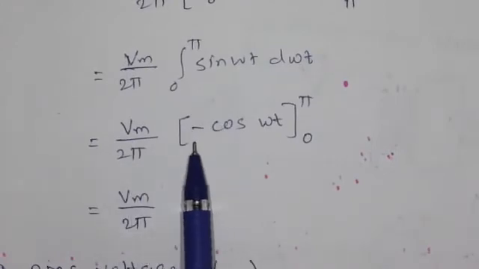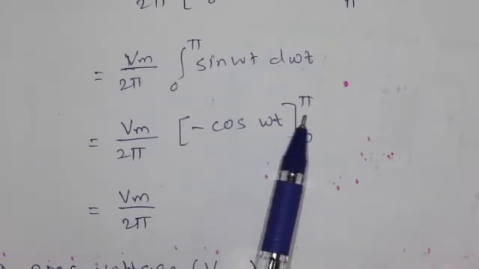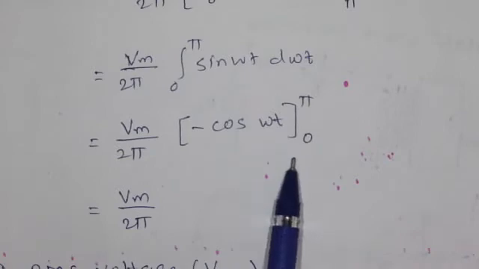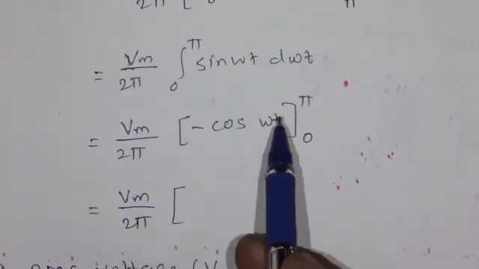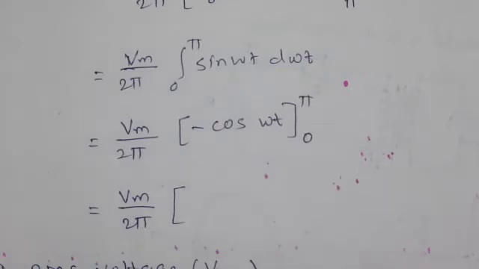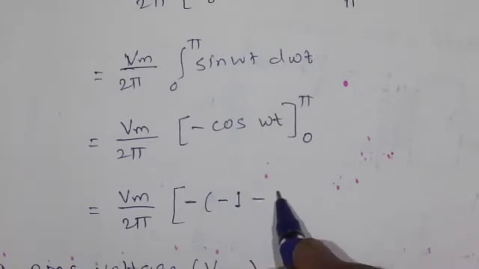The integration of sine is represented as minus cos omega t. Now we put the upper limit and lower limit. What is the upper limit value? Cos pi is nothing but minus 1, and the first minus is for this negative sign. Then the upper limit gives minus 1, and then minus the lower limit, that is cos 0, which is again 1.